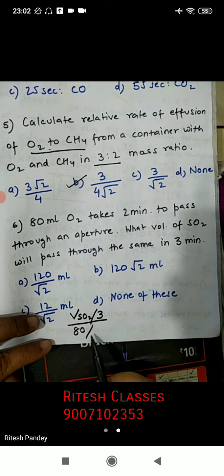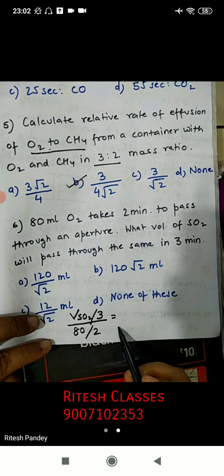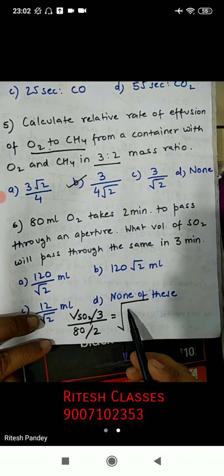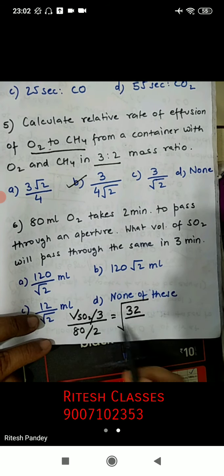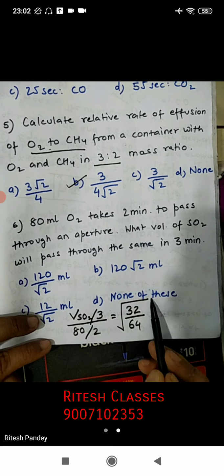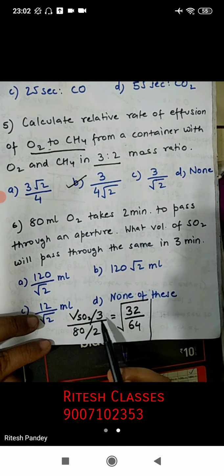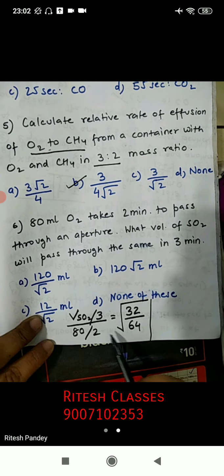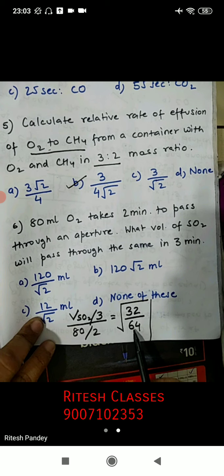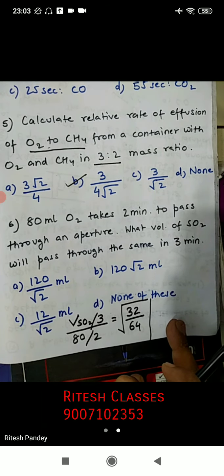would be root over of molecular weight of oxygen, which is 32, upon molecular weight of sulfur dioxide, which is 64. It gets solved in one line. V1 by T1 upon V2 by T2 is equal to root M2 by M1. The molecular weight of sulfur dioxide is 64, and of oxygen is 32. I think most of you would have got it right.